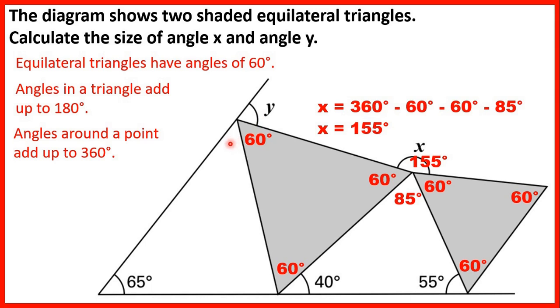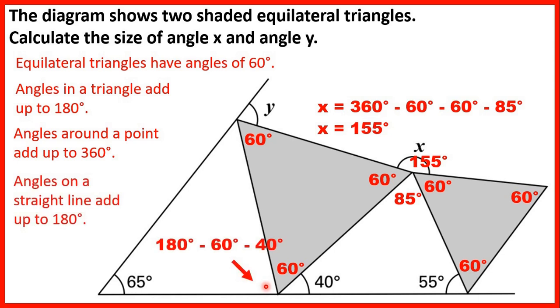So now we need to find angle Y. To do that, we need to know what this angle here is. But the only way that we can work this out is by finding this angle first. So here we have angles on a straight line, and angles on a straight line add up to 180. So we have 40 and 60, so that's 100, so we need another 80 to make 180 degrees on a straight line.